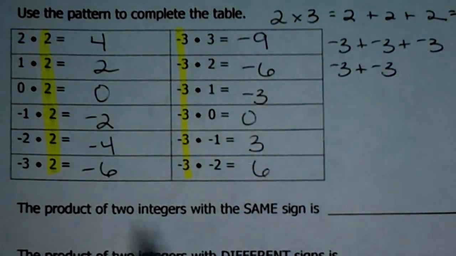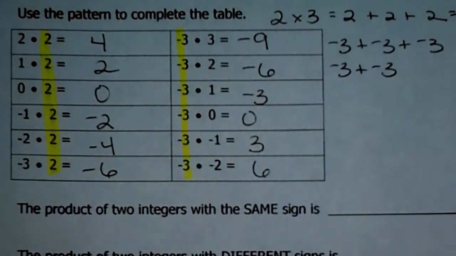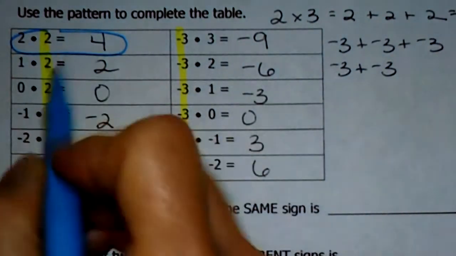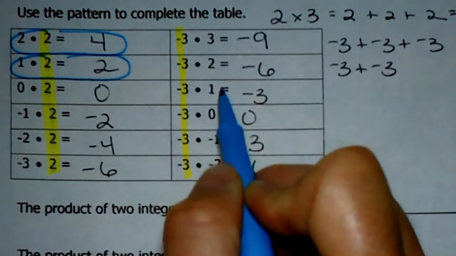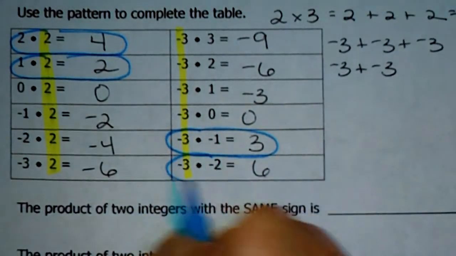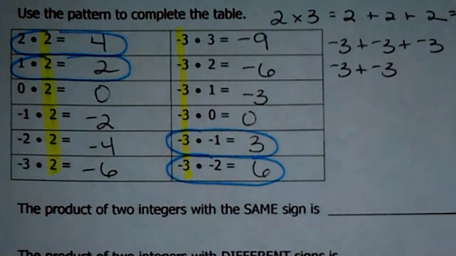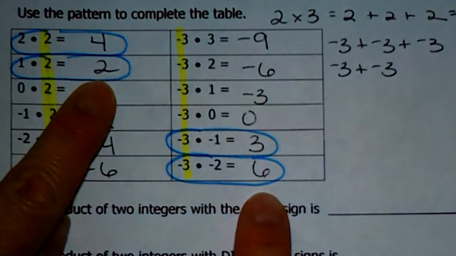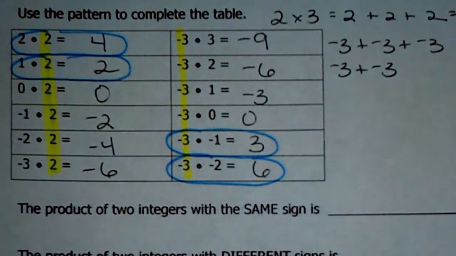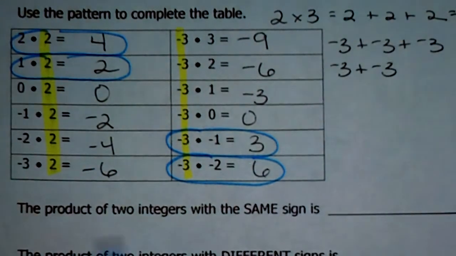So it says here, the product of two integers with the same sign. So let's look for all of the ones with the same sign. Here's 2 positives, 2 positives. Here I have 2 negatives, 2 negatives. So all of those are the problems where I have 2 of the same sign. I either have 2 positives or 2 negatives. What kind of solution do you get when you have the same sign? Positive, right? So that's different than our rules for addition, because multiplication and addition are not the same exact thing. So the product of 2 integers with the same sign, it's always going to be positive.